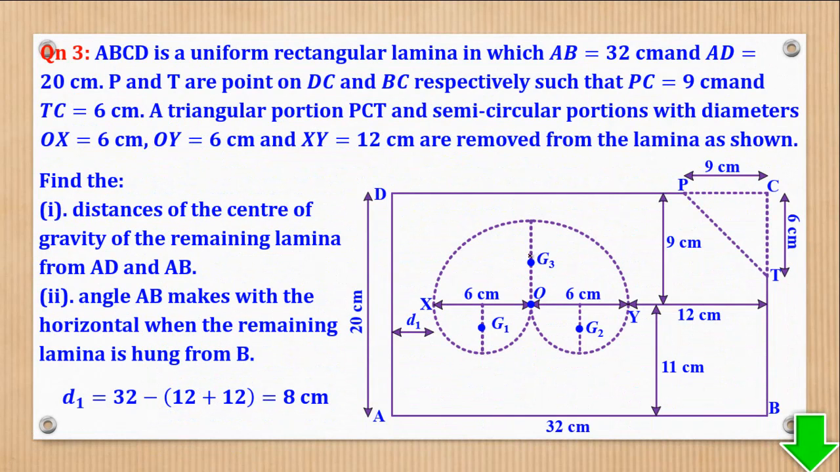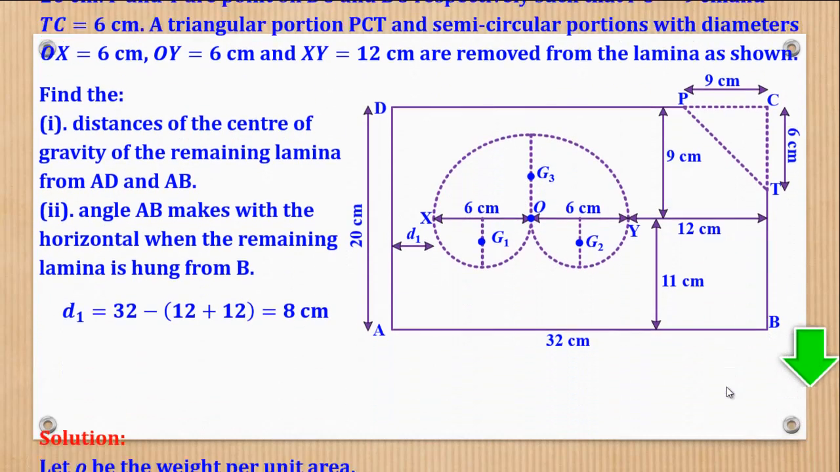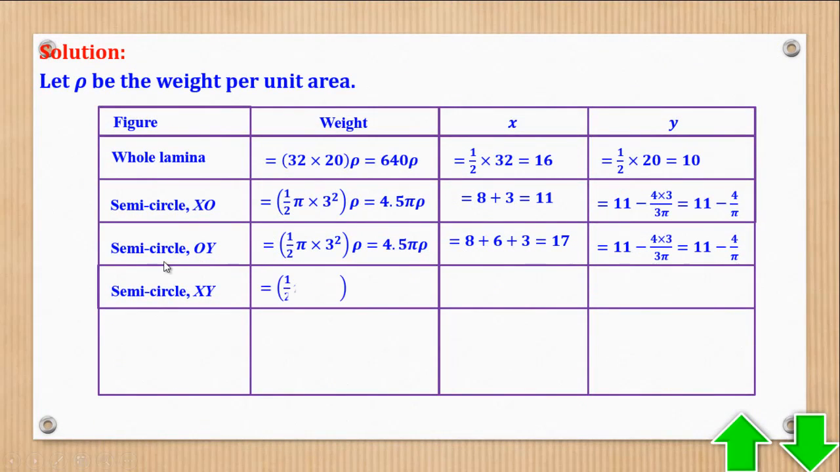For semicircle XY, from here to here, it is 8 plus 6. And from here to here, it is 11 plus 4r over 3 pi. So let's substitute area times rho to get weight. 8 plus 6 to get 14. 11 plus 4r over 3 pi to get that.